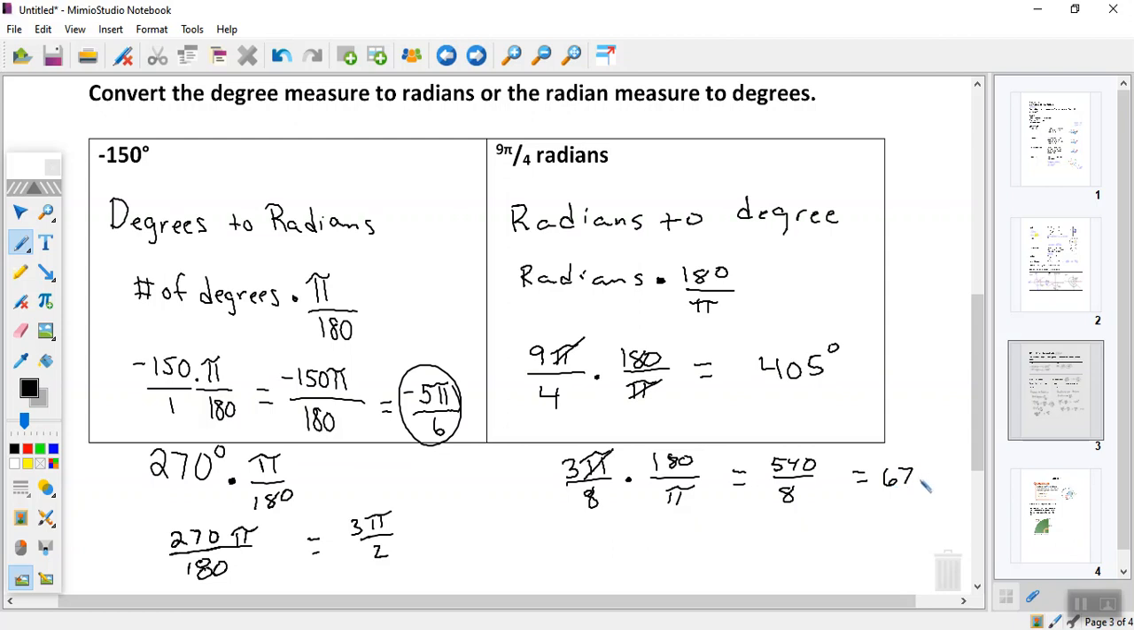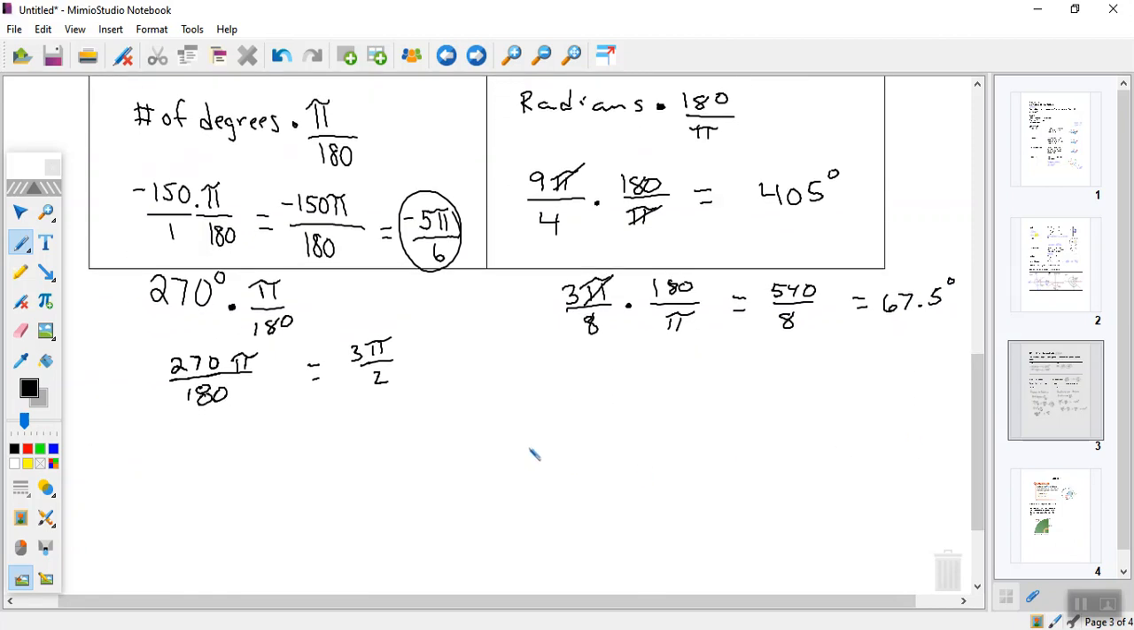What if it was in a different format? Like it wasn't a nice little 9 pi over 4. Okay. So how about 7 radians? I would take 7 times 180 over what? Pi.